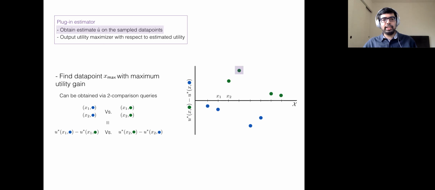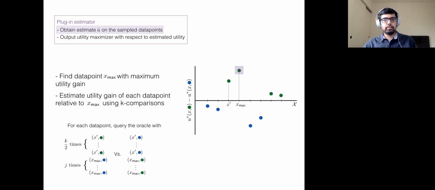Once we have the ability to compare two data points, we can find the one which has the maximum utility gain. Once we have the point x max with us, the algorithm can use this to estimate the utility gains of each data point using k comparisons. In order to see how, consider the point x prime in the figure on the right.